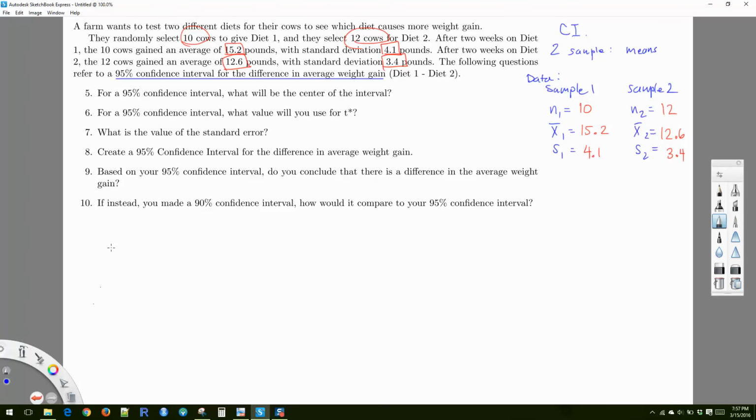All right, so that's going to be x bar 1 minus x bar 2, okay, so number 5. So I've got 15.2 minus 12.6.